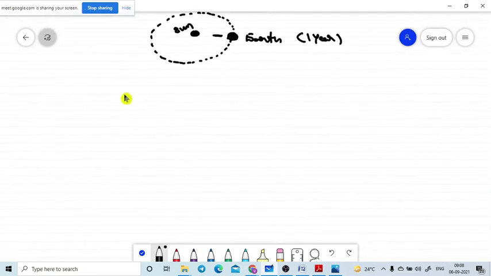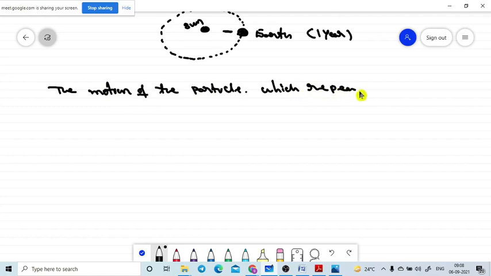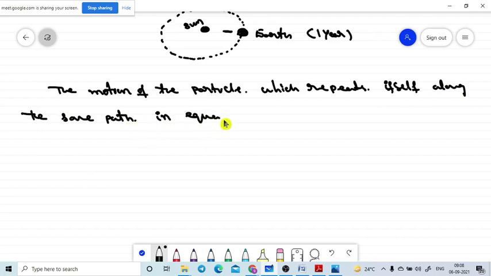Let me write the definition of periodic motion. The motion of the particle which repeats itself along the same path in equal intervals of time is called periodic motion.